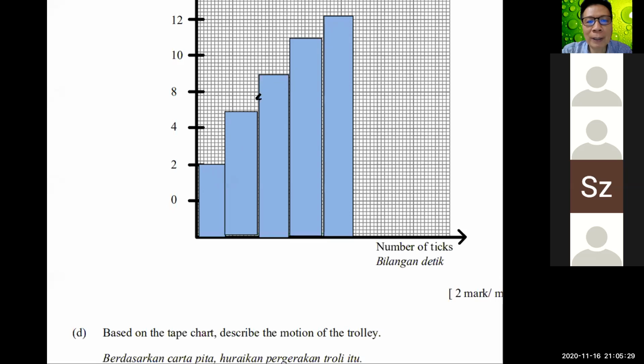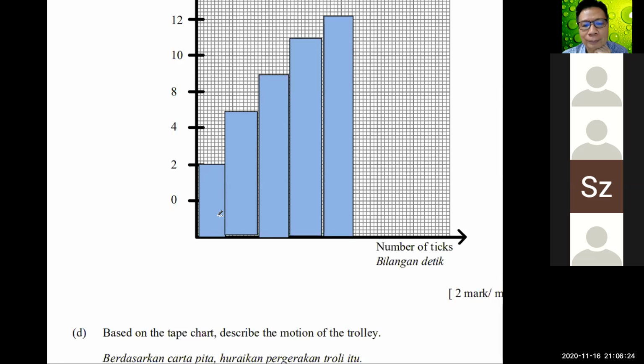When the length is getting longer, it means it's getting faster, correct? Getting longer means getting very fast, but the speed increase is getting less. At first, the speed increases so much, and here it increases less. So in a case like this, what type of motion is the trolley in? Normally for types of motion, we say velocity increasing, acceleration, or sometimes acceleration decreasing, acceleration increasing.